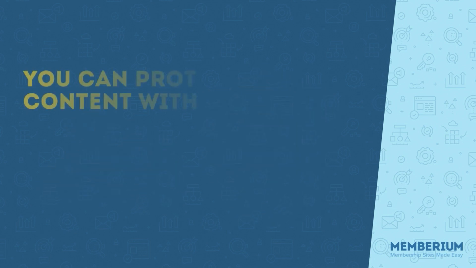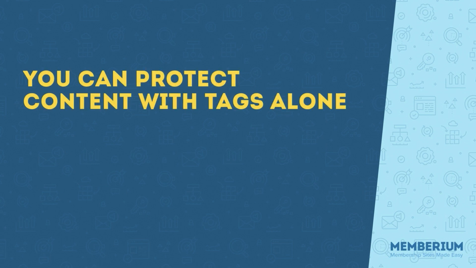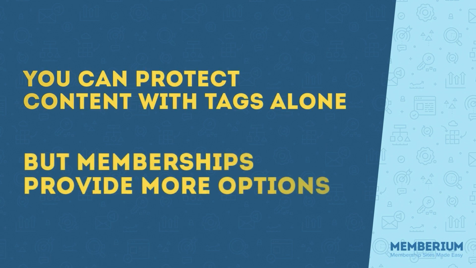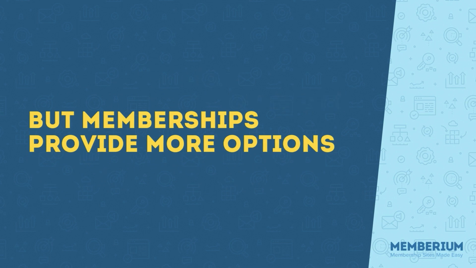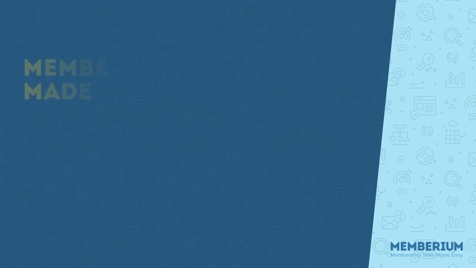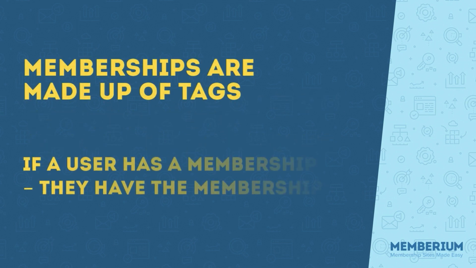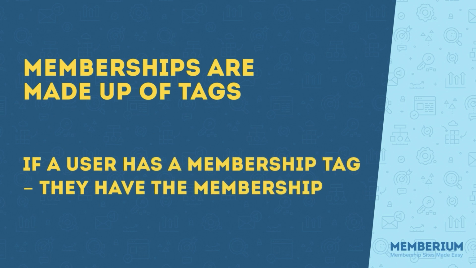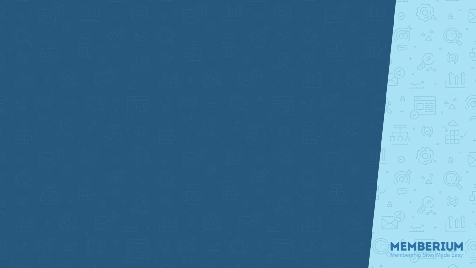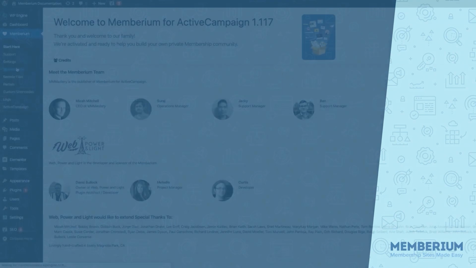With Memberium, you can protect pages and content using tags alone, but memberships provide more features, more flexibility. Memberships are still tag-based. At its simplest, if a user has an access tag, that's a tag from ActiveCampaign, then they have a membership that you associate with the tag. Now before we continue, let's actually create a membership level and then we can look at some of the settings and we can explain how the access tags actually work.